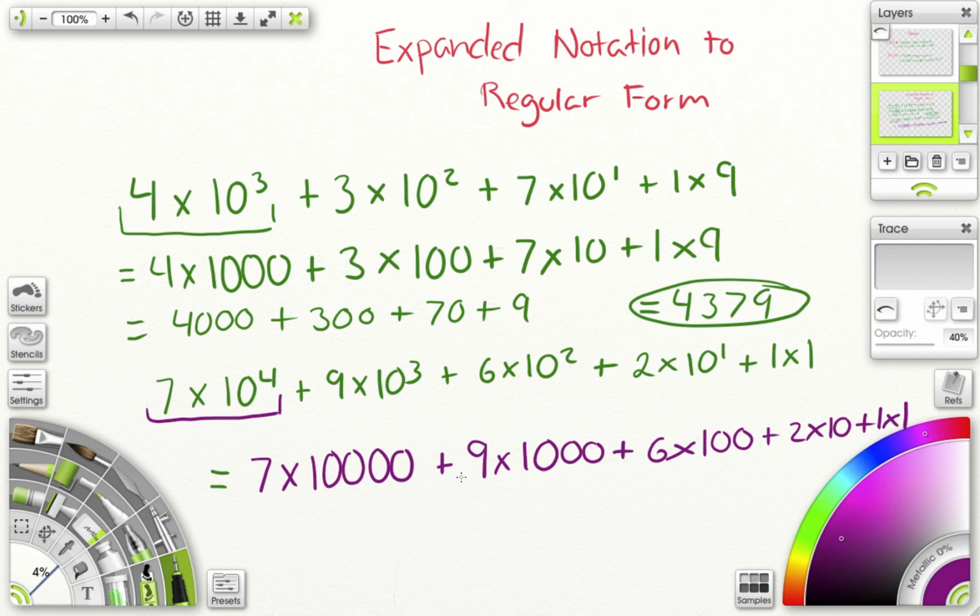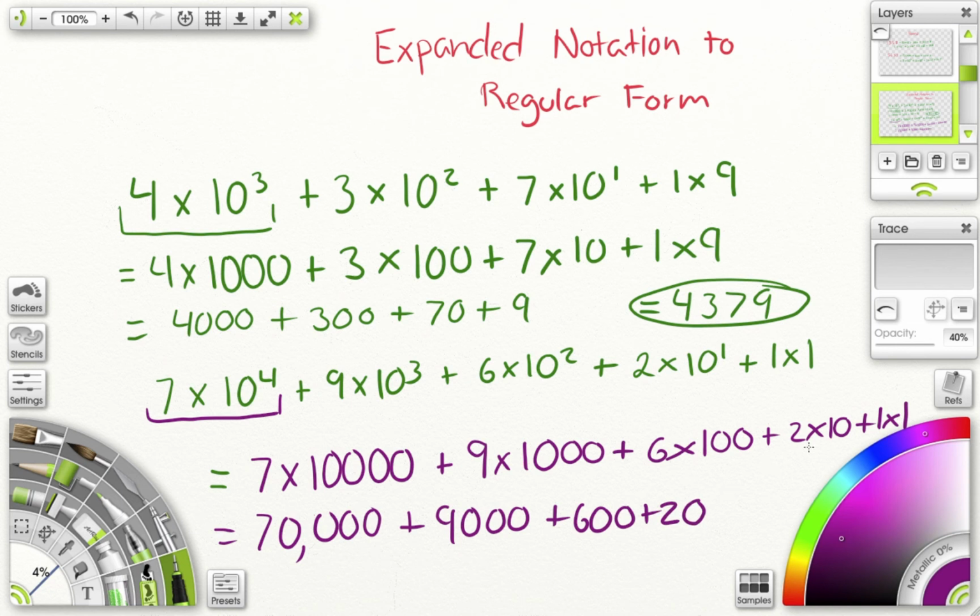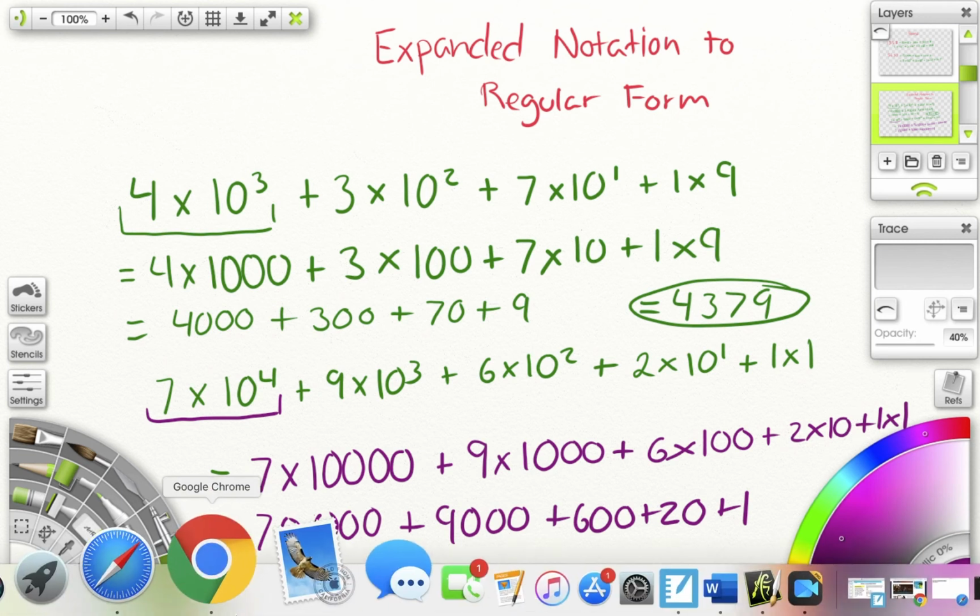All right, so again, 7 times 10,000 is 70,000. Sometimes you can even just put a comma there if it helps you out. Plus 9,000 plus 600 plus 20 plus 1, because we did 9 times 1,000 is 9,000, 6 times 100 is 600, 2 times 10 is 20, and 1 times 1 is 1.